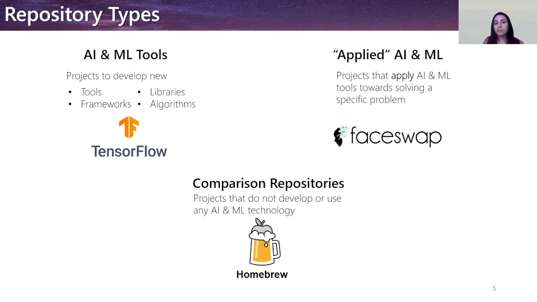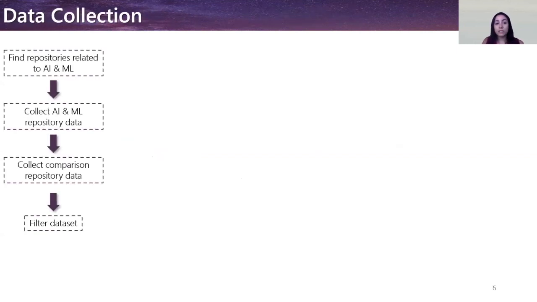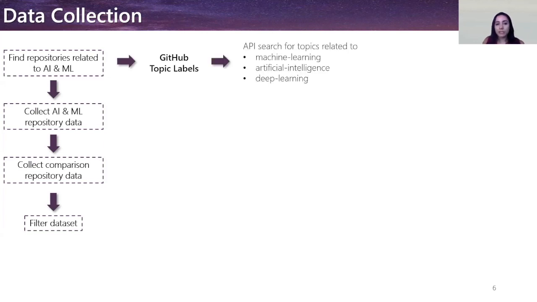So we have a fairly simple approach to collect the data, just 4 steps. The hardest problem to solve was how to find the repositories related to AI and ML, and we used the topic labels. We did a search for all of the topics that are related to machine learning, artificial intelligence, and deep learning. And we actually found 439 labels. And they were usually subsets, specific technologies, or approaches, like the one examples given.